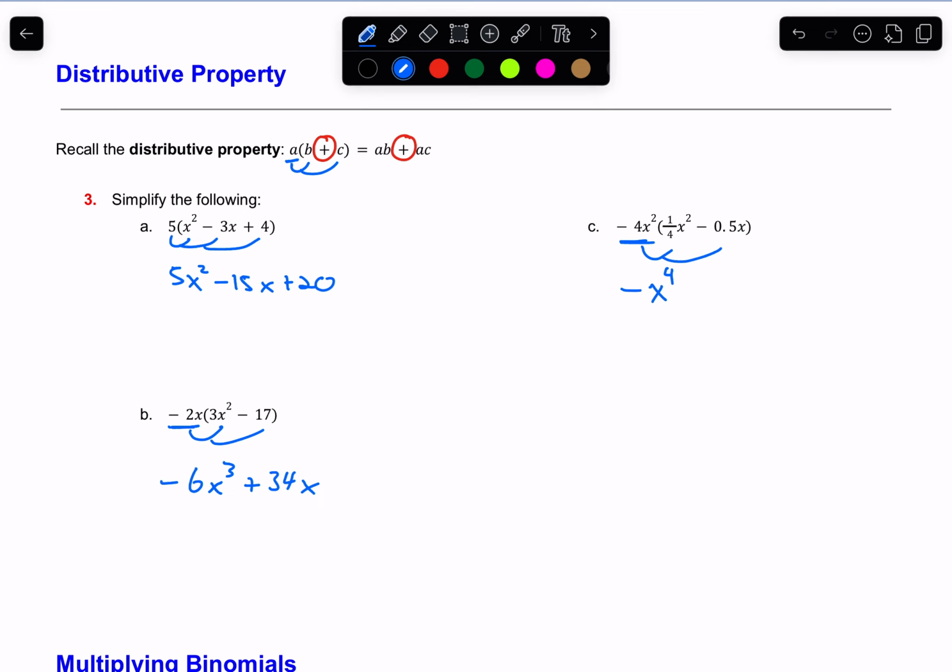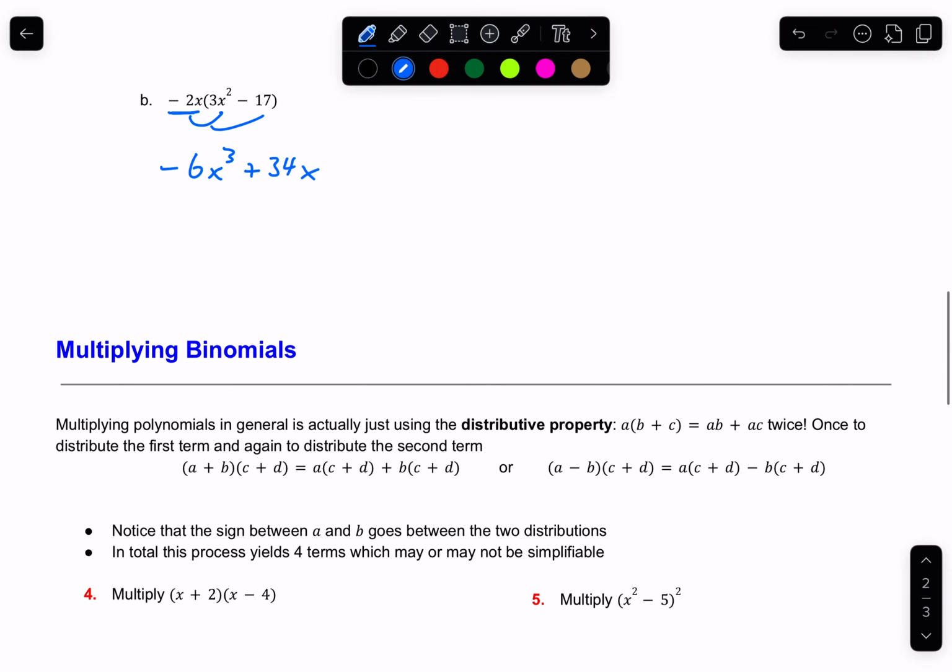Negative 4x squared times negative 0.5x is going to make a positive, because two negatives. 4 times 0.5. 0.5 right here is really just 1/2. So 4 times 1/2 ends up being 2, because 4 over 2 reduces to be 2. And then x squared times x gives us x cubed. All right, so negative x to the 4th plus 2x cubed. All right, now we're just going to take that and extend it.